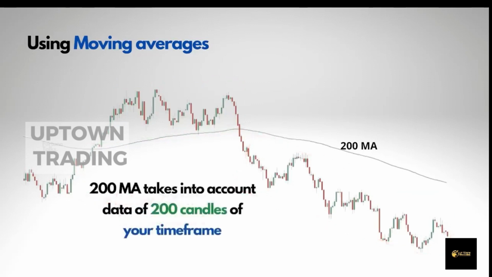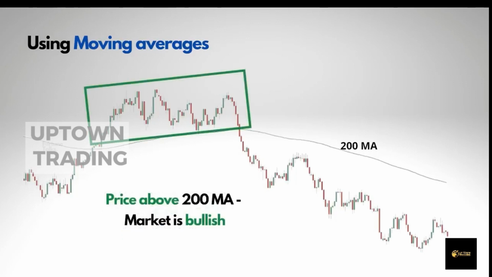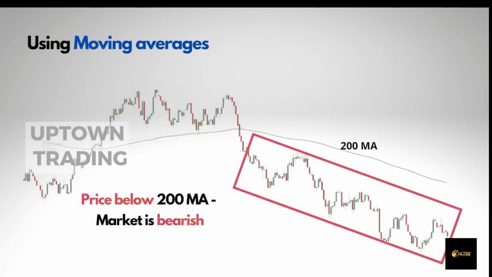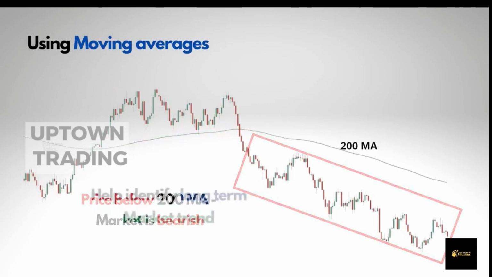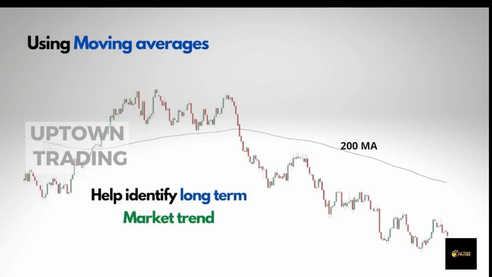Now, the reason for this is quite simple. If you think about this, the 200 period moving average summarizes the price of the last 200 candles based on your time frame. So if the price is right now above the 200 moving average, it is telling you that the price has been trending higher. And similarly, if the price is below the 200 moving average, it is telling you that the price has been trending lower. This is a simple way to tell you what's the long-term trend on the particular chart that you're trading.